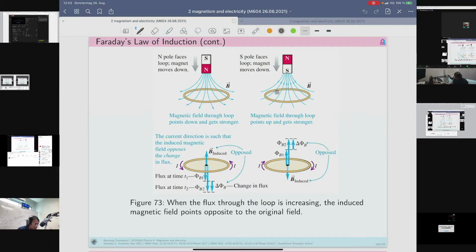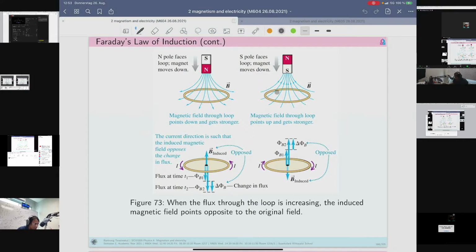When you move the permanent magnet closer to the circular conductor, you will find that at state 1, the flux vector phi B1 has a height like this. When you move it closer, this vector is going to be stronger, which means it has a longer magnitude, which is phi B2. You can find the difference between these two states, and again it's called the flux change, delta phi B.